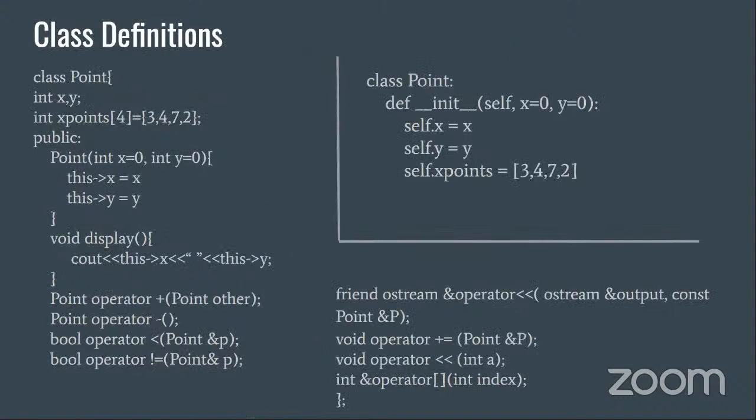Okay, so now we come to our examples. Before that, we will have to define our classes. We will be referencing them throughout our upcoming slides. On the left side, we have the definition for the class Point in C++, and on the right side, we have the definition for the class Point in Python. Let's go through the Point class for C++. We defined here two int variables, x and y. And we have defined another array, x points, which consists of 3, 4, 7, and 2.